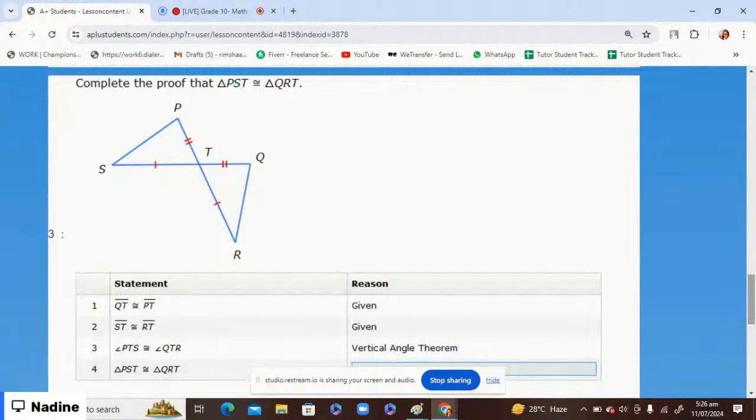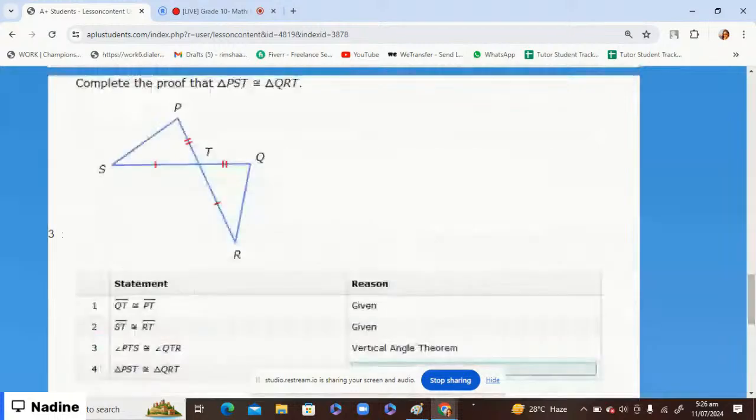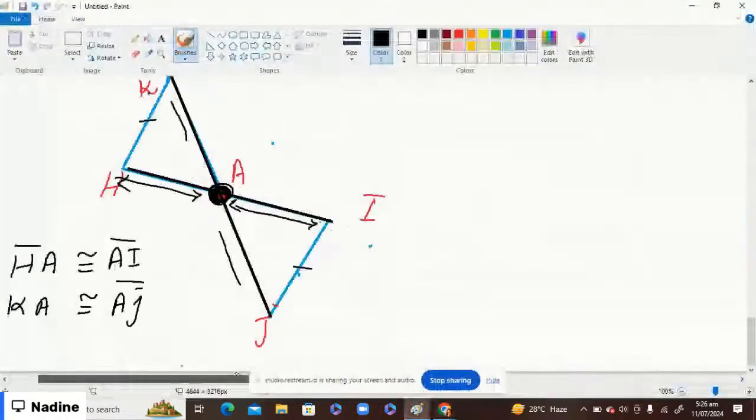If two sides are equal, and if two sides and one angle are the same, what is the angle? PTS and QTR. This angle is the same. So it means that your triangles are congruent. Understand? This is the thing that we have done. For example, here I explained this figure. Hope you guys understand.